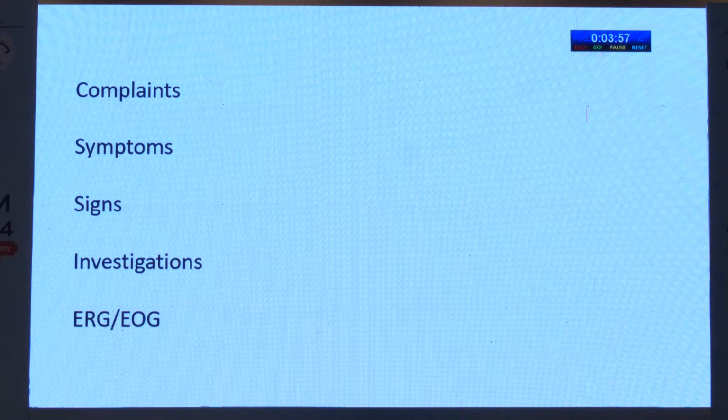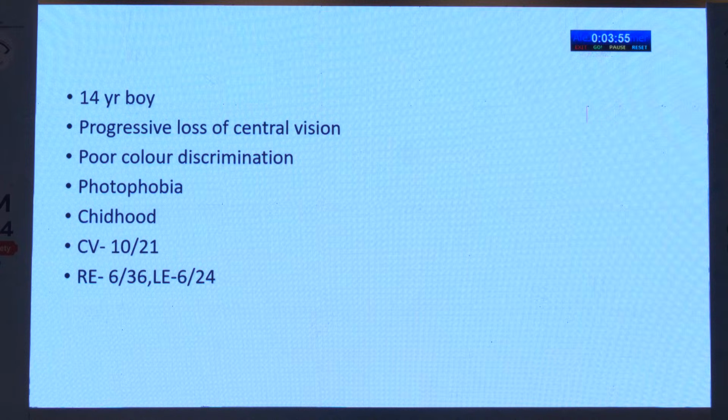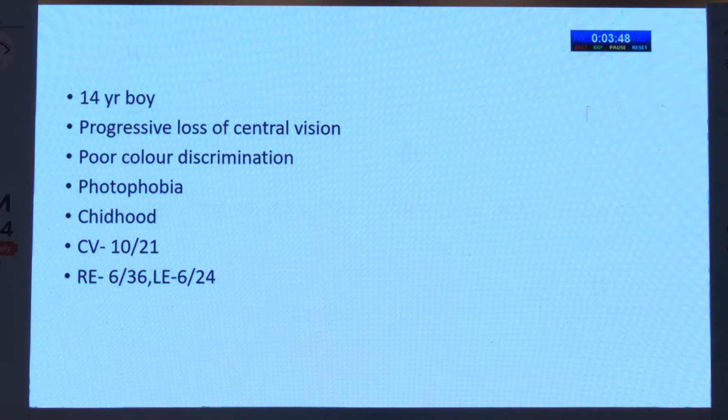Through some case scenarios, I will come to the cases one by one. This is a 14-year-old boy complaining in the OPD of progressive loss of central vision. His color vision is markedly diminished, it is 10/21, and he is giving this history since childhood, and there are also complaints of photophobia. Vision in the right eye is 6/36 and in the left eye is 6/24. So the predominant complaints are loss of central vision, poor color discrimination, and photophobia.